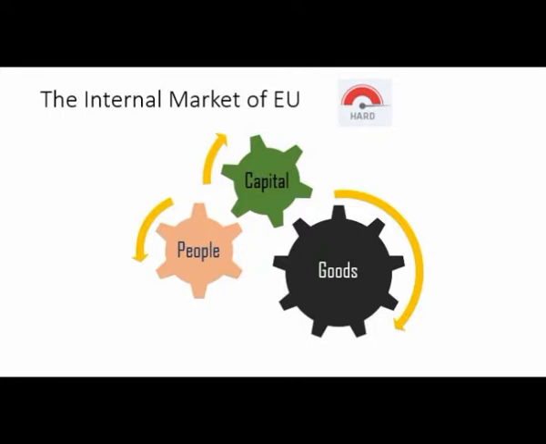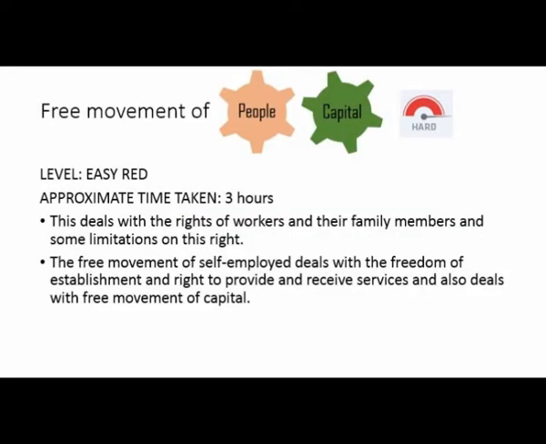The internal market of EU. This area covers the free movement of goods, capital and people. The free movement of people. This is a pretty logical and straightforward section. This deals with the right of workers and their family members and some limitations on this right. The free movement of self-employed deals with the freedom of establishment and right to provide and receive services. Free movement of capital. This section was a cakewalk after the people section, built on the same logical framework but with way lesser case laws. Took me just half an hour to complete that portion.